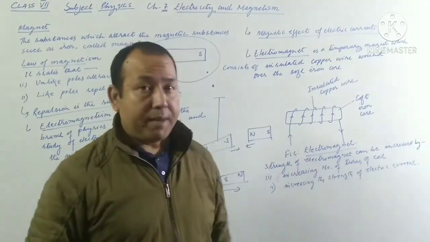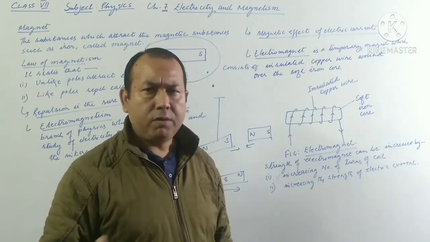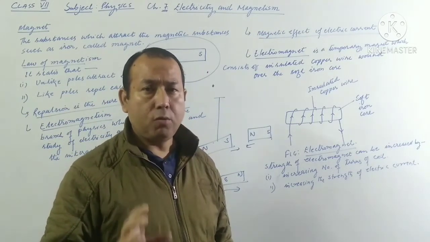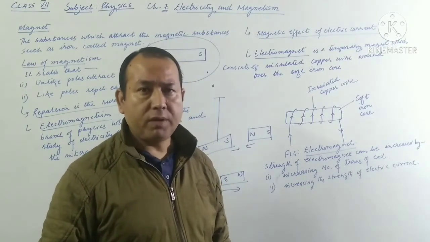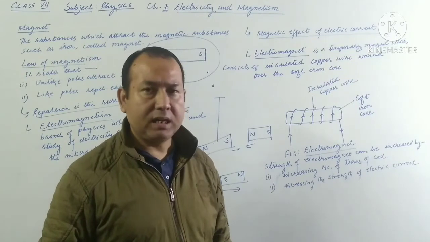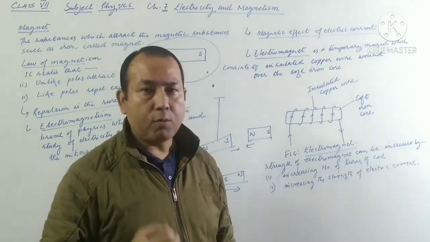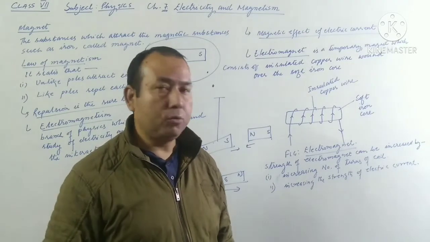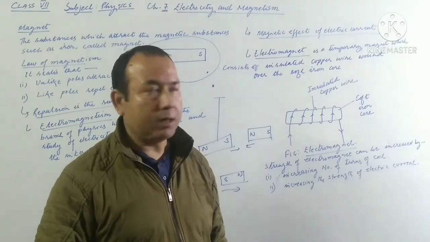Then we need to understand the magnetic effect of electric current. First, let us try to understand electric current very briefly. Electric current is actually the rate of flow of charge. When we connect the wire to any source of electric current, the charges start flowing. Then if you calculate how many charges flow through a conductor in 1 second, you get the value of electric current flowing through that conductor.